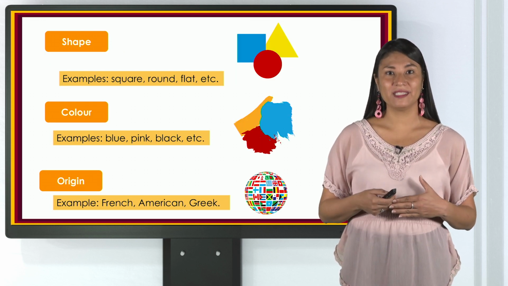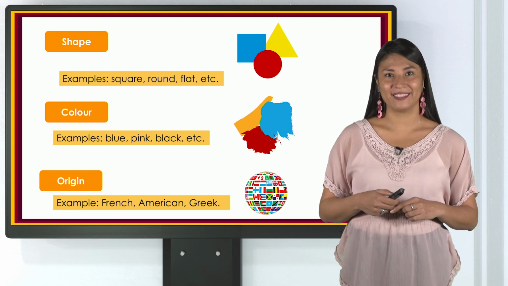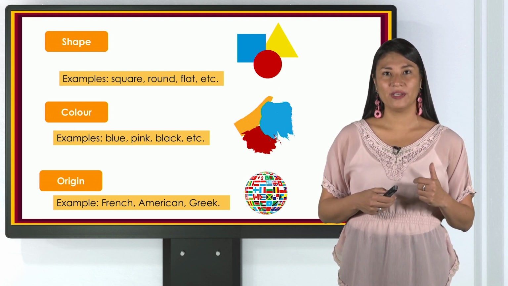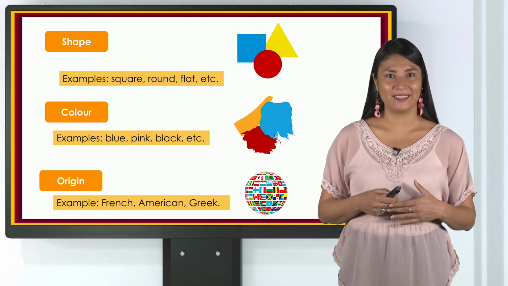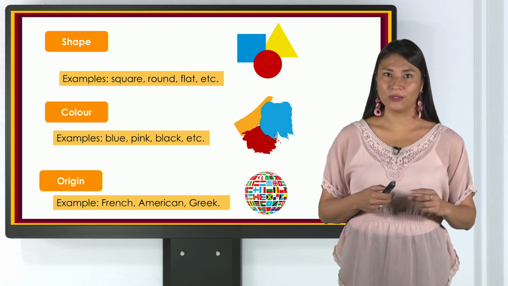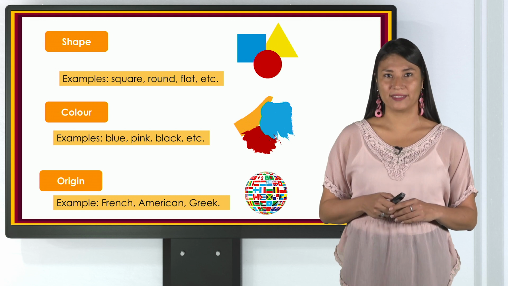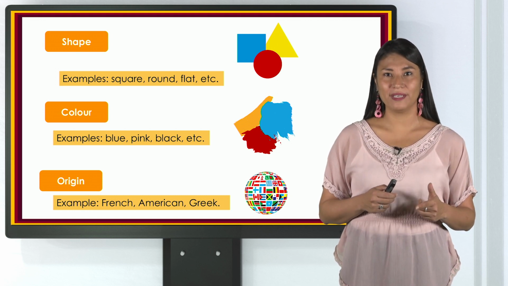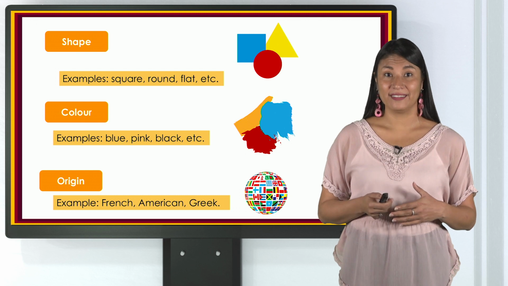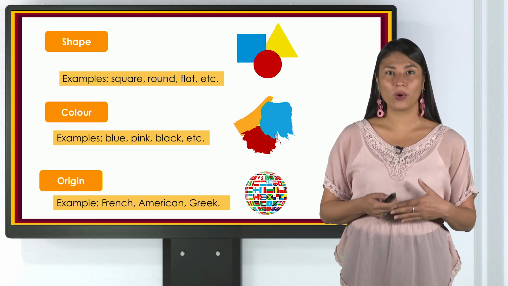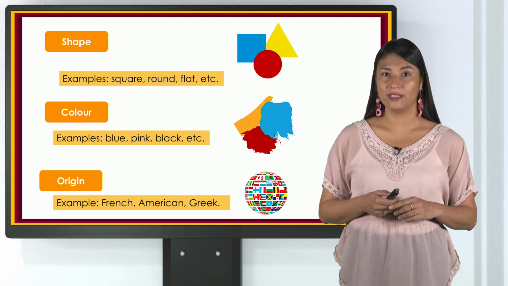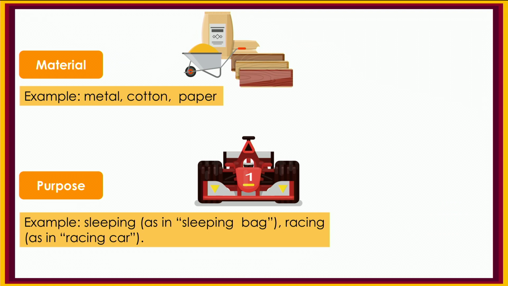A shape adjective describes the shape of something. Examples: square, round, flat, etc. A color adjective, of course, describes the color of something. Examples: blue, pink, black, etc. Then an origin adjective describes where something comes from. Examples: French, American, or Greek. A material adjective describes what something is made from. Examples: wooden, metal, cotton, or paper.